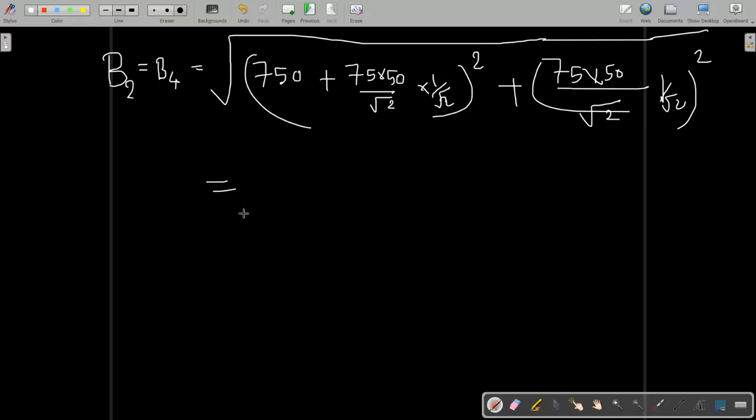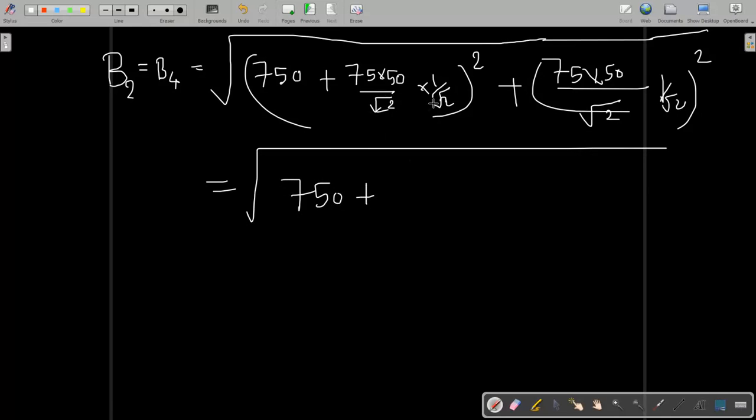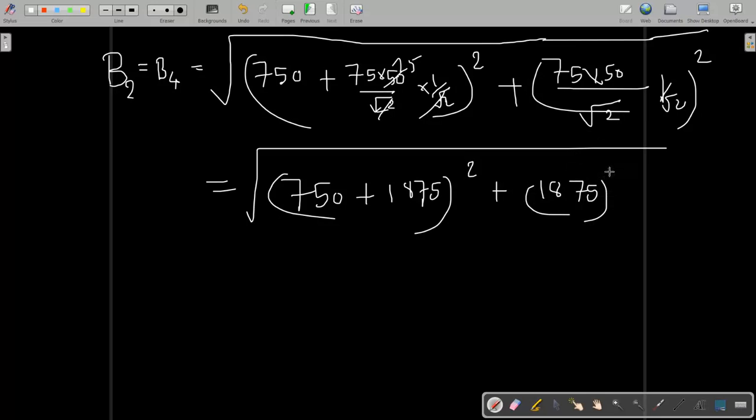So when you solve this, you will get 750 plus, this will become 2 and this will become 25. So 75 multiplied by 25, you will get 1875, whole square, plus this same 1875, whole square. When you solve this in your calculator, you will get 3225.87 newton.